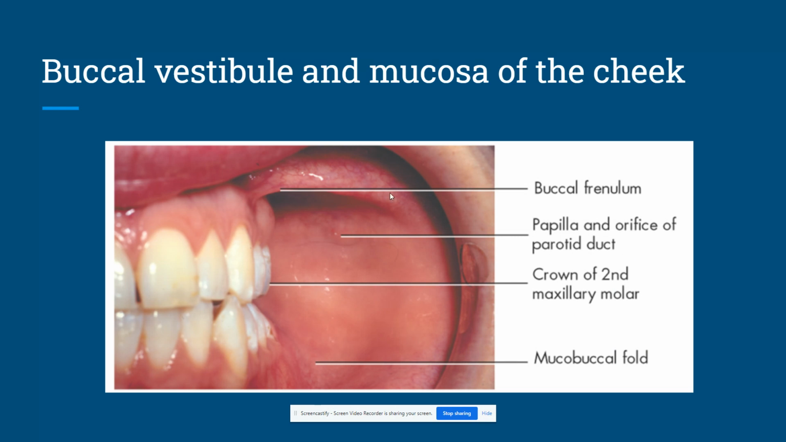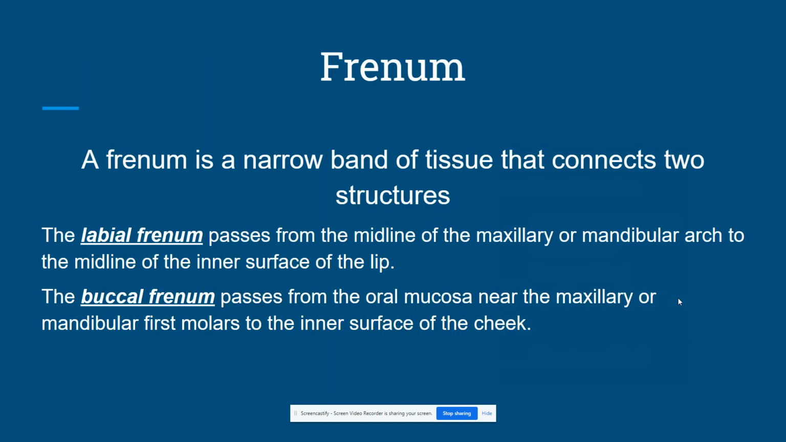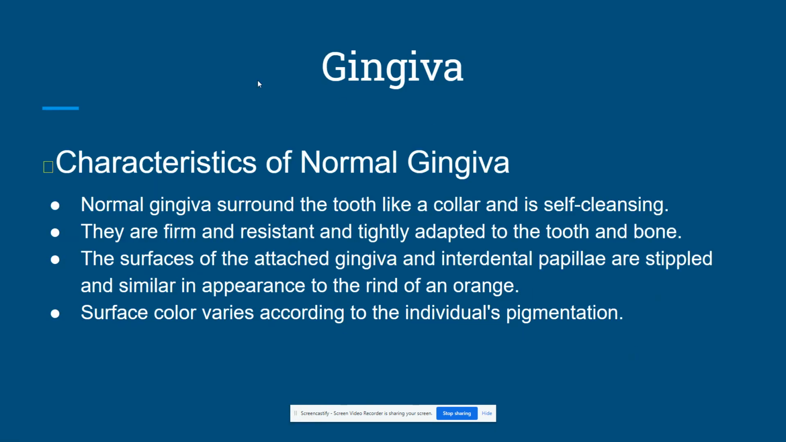So here's our buccal frenum. So frenum is this muscle attachment between two structures. This is the vestibule. Here's our duct from the parotid gland right here. So this is what a vestibule is. I just showed you some frenum, the labial and the buccal frenum, band of tissue.